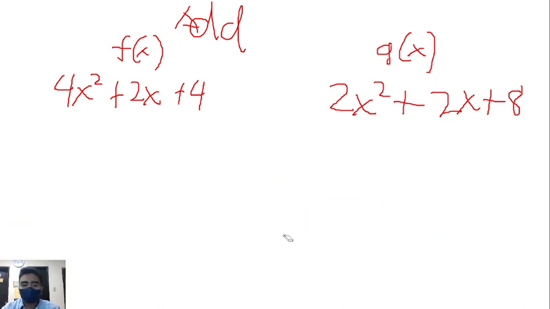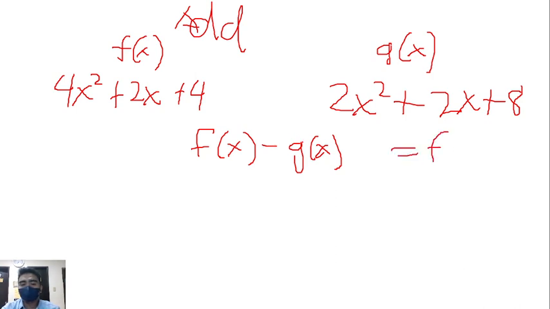Okay, next. So what if these two functions, when we have f of x minus g of x? It turns out you could have f minus g of x, right? In this form, it only shows that you need to subtract them all. But what if, for example, I change the given like this one?